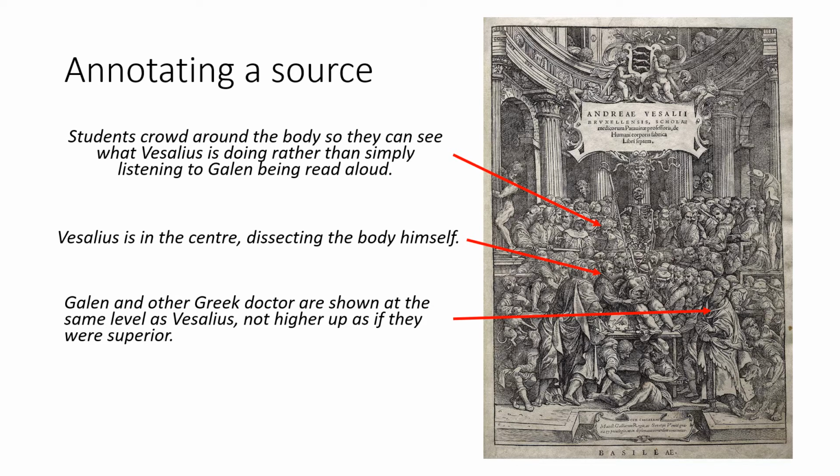But at the front we've got Galen, and he's wearing a toga. You can see another guy wearing a toga at the front as well, so you can see through the difference in their clothes that these are older people, and so we can assume it's Galen. It kind of looks like him. So Galen and other Greek doctors are shown at the same level as Vesalius, not higher up as if they were superior. If we've got our ancient doctors at the same level, that means the knowledge is the same, and so we shouldn't revere these ancient doctors for what they did. We should learn from them. They're equals. We all work in the medical profession together.